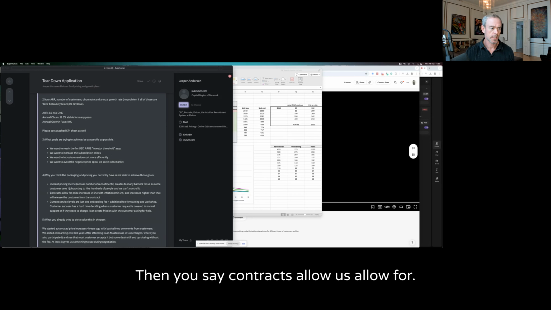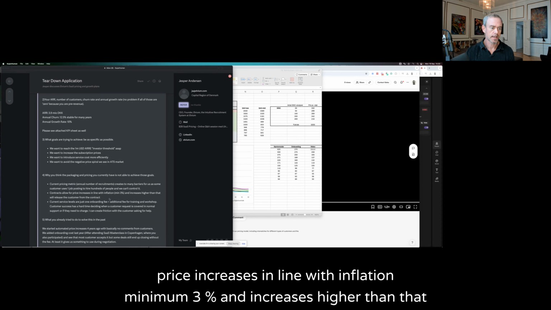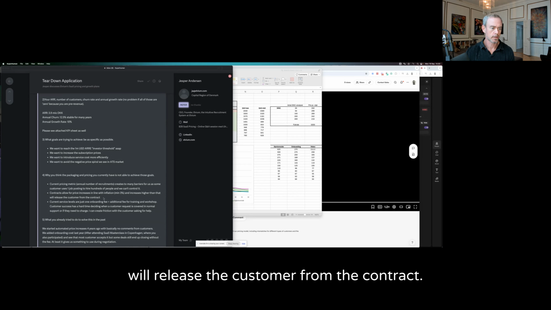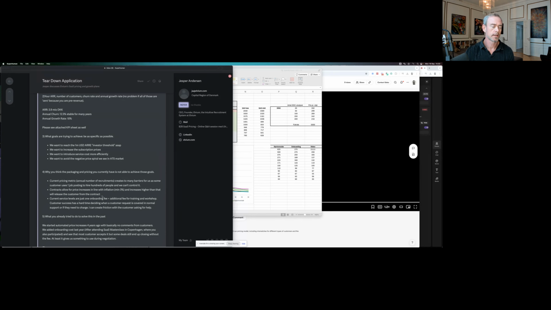Then you say contracts allow for price increases in line with inflation, minimum 3%, and increases higher than that will release the customer from the contract. Okay.